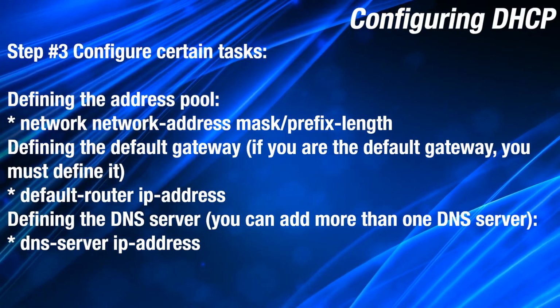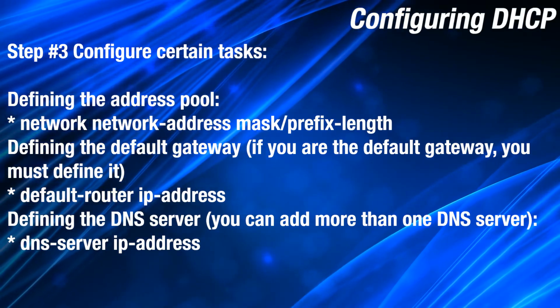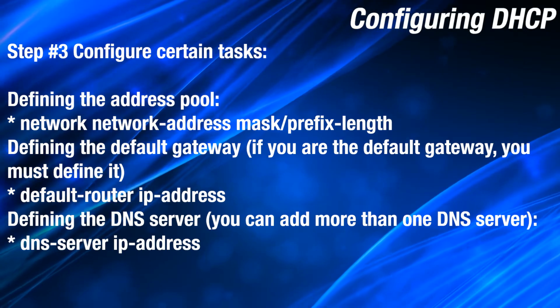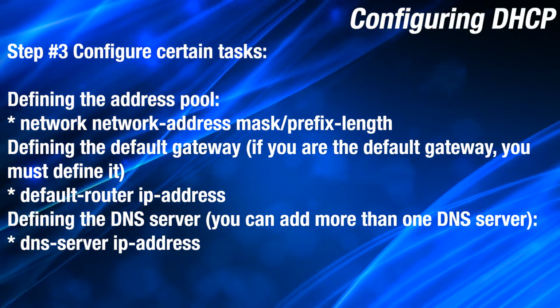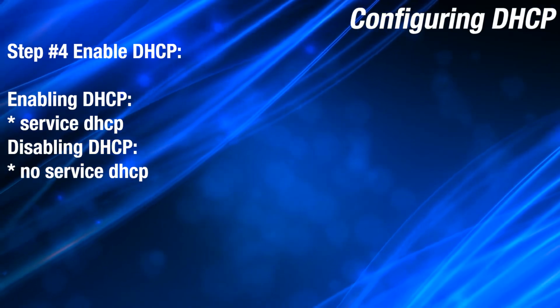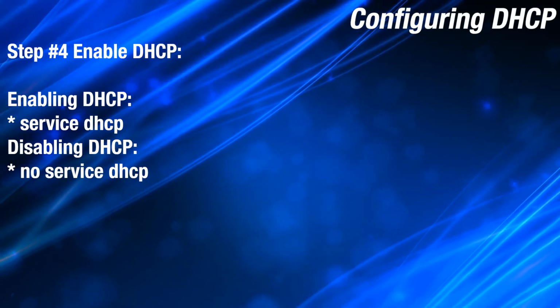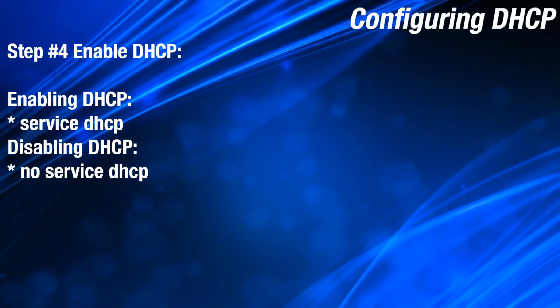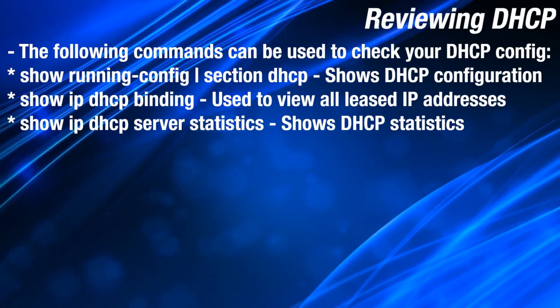There is a command to define the time of the lease for an IP address. It can be configured based on days, hours, minutes, or if you want the lease to last until the client disconnects. The last step is to enable DHCP. To enable it, simply do service dhcp. If you want to disable DHCP, do no service dhcp. If you want to view all of your DHCP configurations, simply use the following commands.